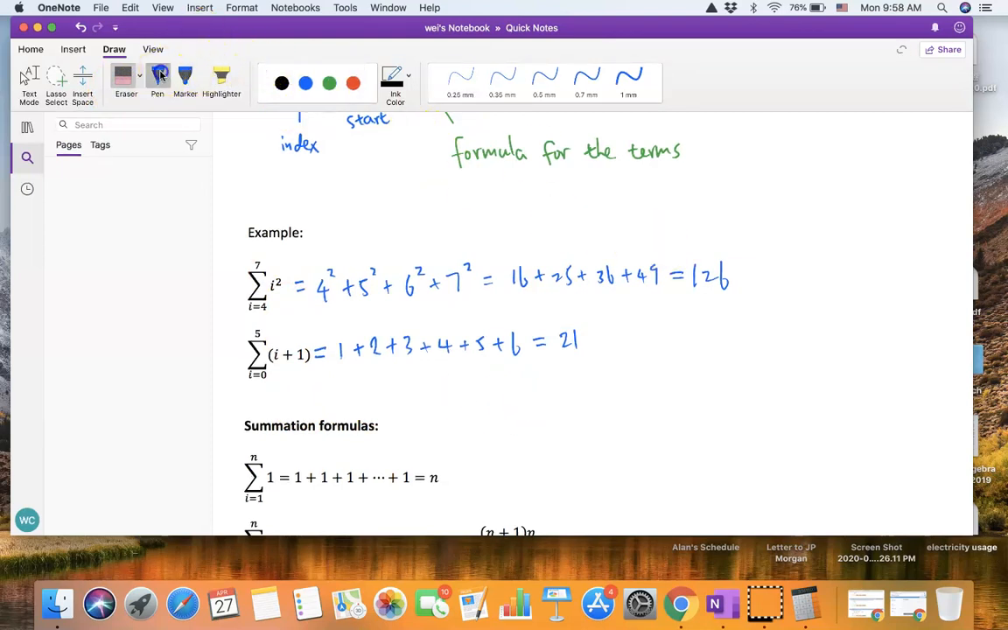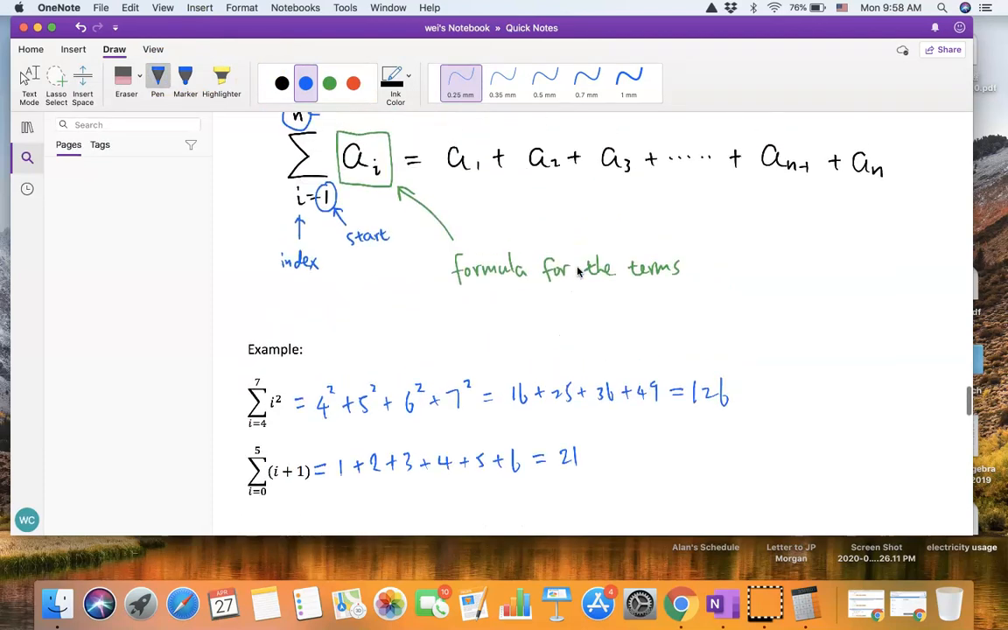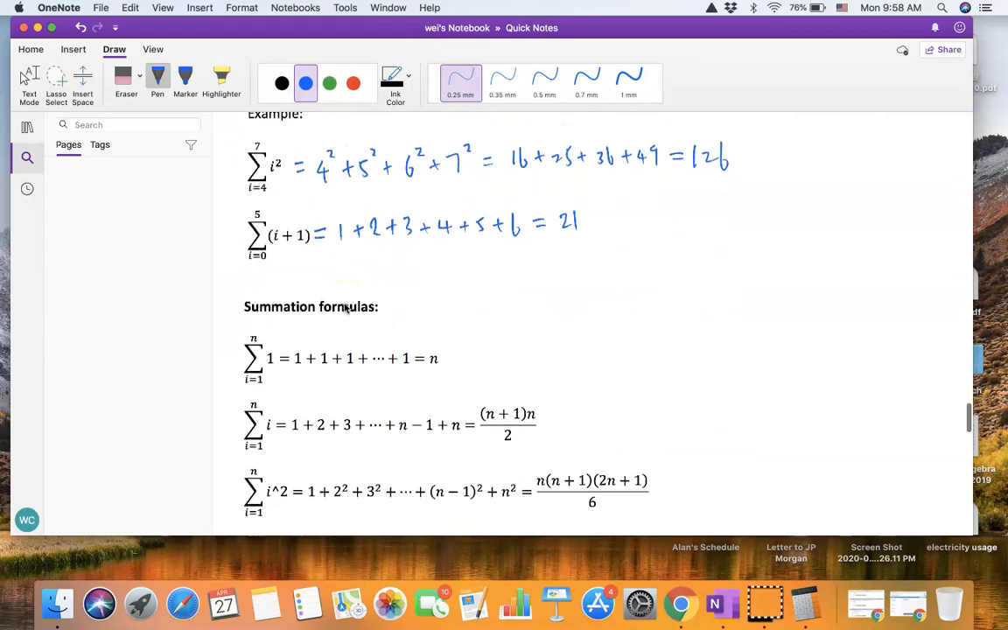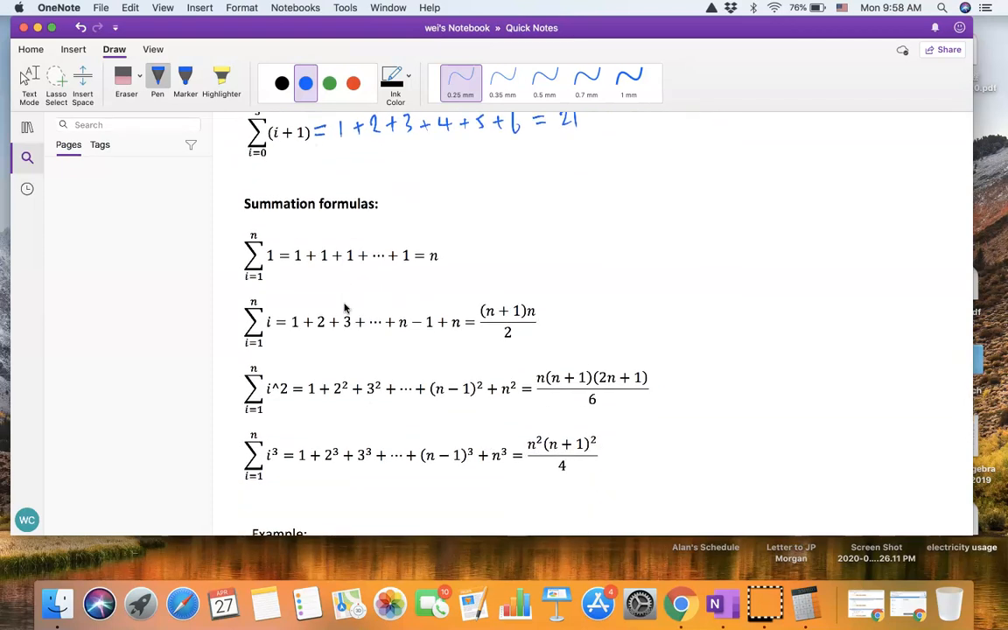Okay, now we know how to evaluate the sigma notation if we're given everything. Next, I want to show you some formulas. Using these formulas, we can find the result of some sigma notations very quickly.